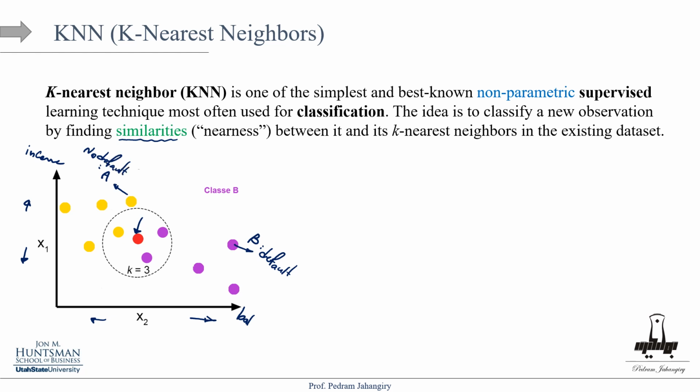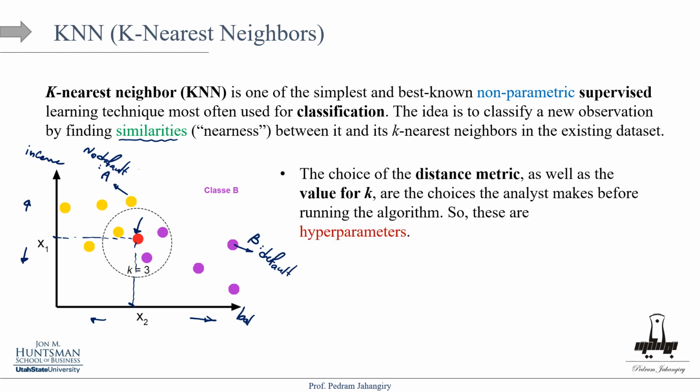And imagine now you want to classify this red observation here, right? And you want to see what class it should belong to, so this observation with this level of, let's say, monthly income and this level of monthly balance, what should be the class of this observation or this individual, right? The choice of distance metrics as well as the value for K are the choices that you, the analyst, are going to make before running the algorithm. So these are the hyperparameters.